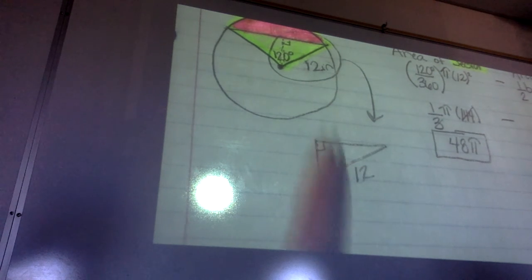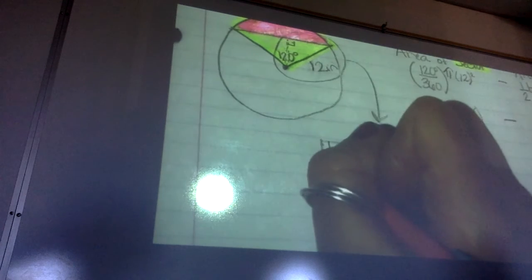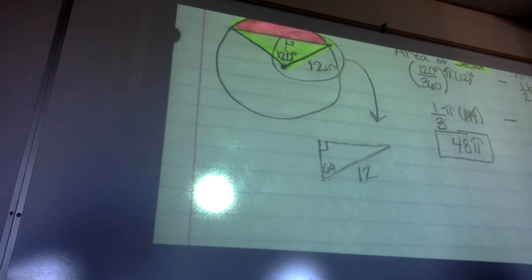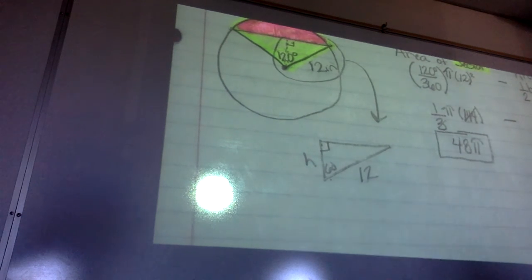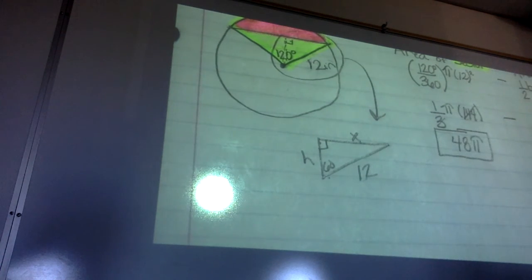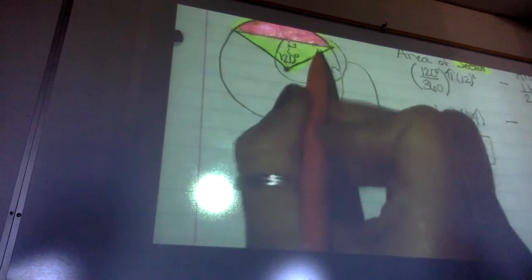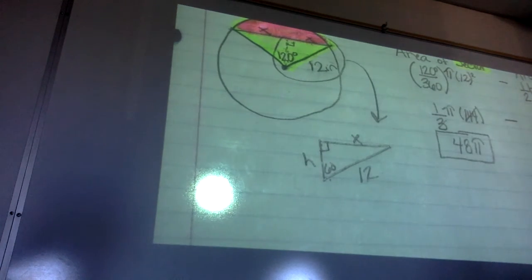What's the angle here? So 120. What's it going to be here? 60. Okay. So I need to come up with this, my height. I'm going to call it H. And this is my base, but it's only half of the base. So I'm going to call it X, because then it'll force me to know that I have to double it to find the base.